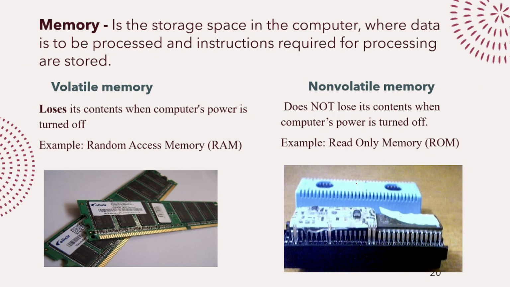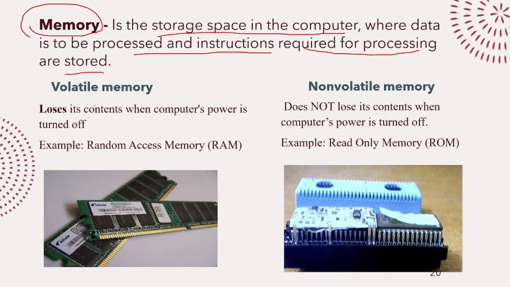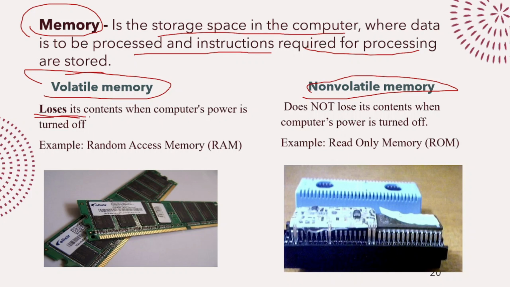Now let's go with the memory. So memory is the storage device or space of a computer where data is to be processed and instructions required for processing are stored. Kumbaga, storage. Memory is a storage. So we have two types of memory. We have the volatile and non-volatile memory. So sa volatile, refers na loses, kumbaga, temporary. Volatile is temporary storage.